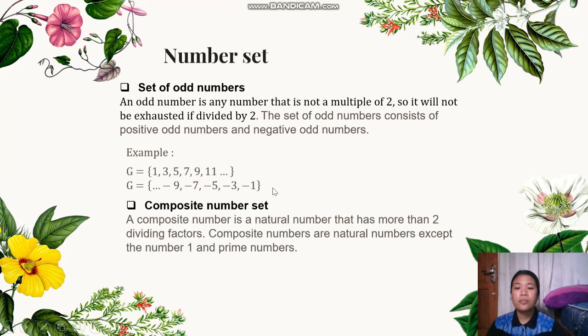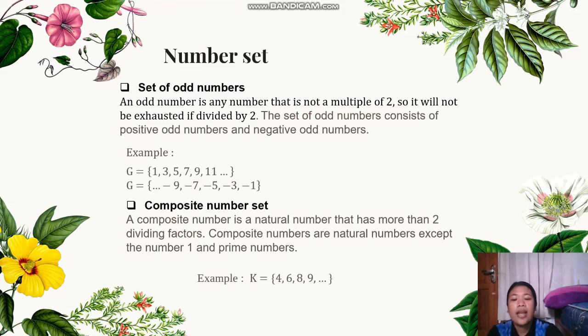Okay, next, the composite number set. A composite number is a natural number that has more than two dividing factors. Composite numbers are natural numbers except the number 1 and prime numbers. For example, K equals {4, 6, 8, 9, ...}. These are numbers that are not prime, except the number 1 and prime numbers.